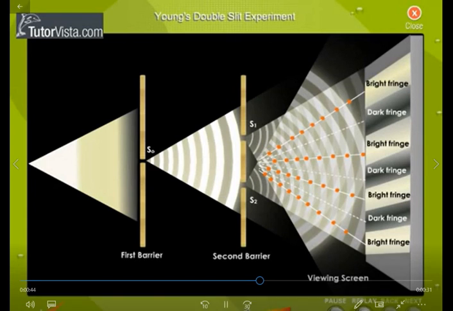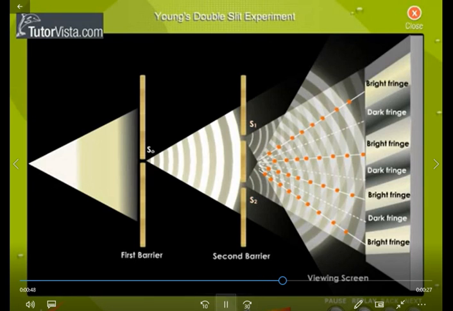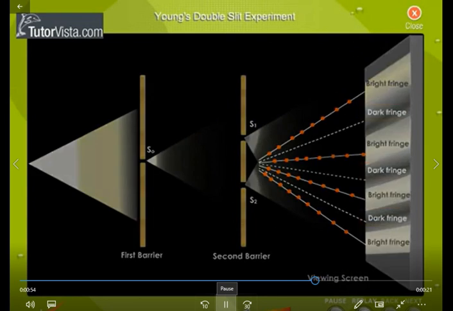Thomas Young observed that the light from S1 and S2 produced on the viewing screen a visible pattern of bright and dark parallel bands called fringes.